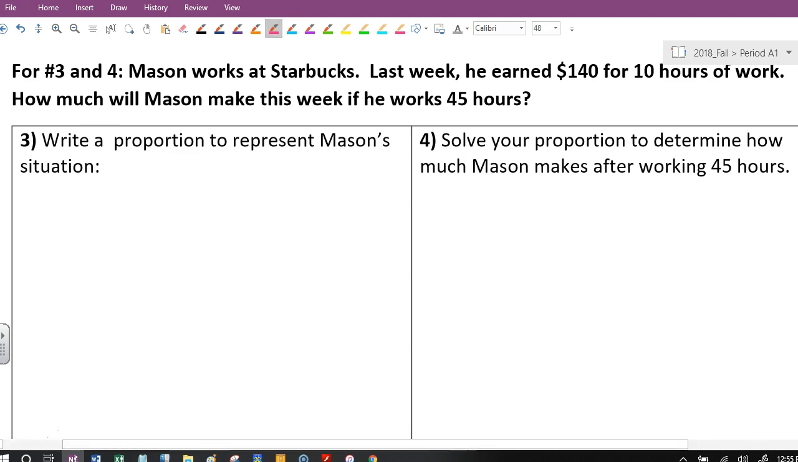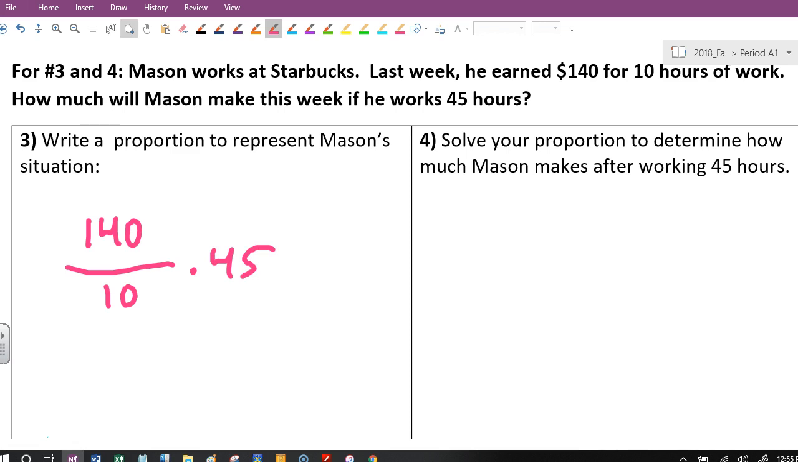140 over 10. Yeah, it doesn't matter if you do 10 over 140 or 140 over 10. However, you probably want to find the unit rate over 1 hour. So it's probably better if you do 140 over 10. Okay, so we have 140 over 10. And now what do we do once we find out how much each hour is? After we find out how much 1 hour is, then what do we do? Times 45. There we go. See? Any questions about that?